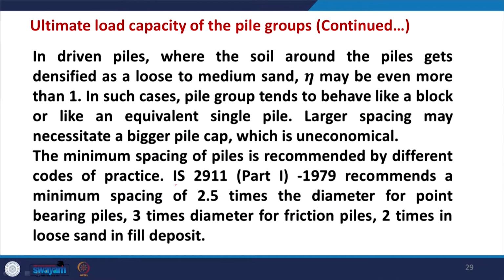which provides you whatever eta you get, whether it is less than 1 or more than 1. So, now what does our code suggest? There is the code IS 2911 Part 1, the latest so far being the 1979 version. The code suggests something regarding the minimum spacing of piles, and it recommends a minimum spacing of 2.5 times the diameter for point bearing piles.